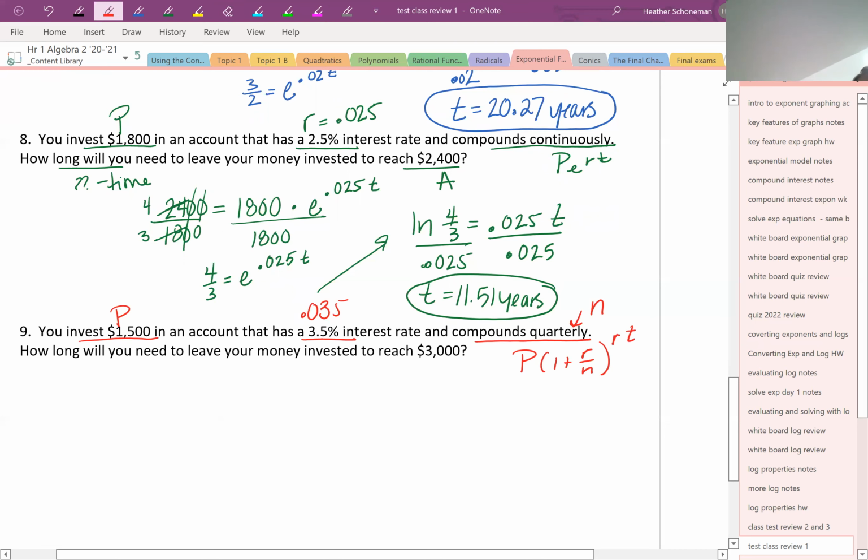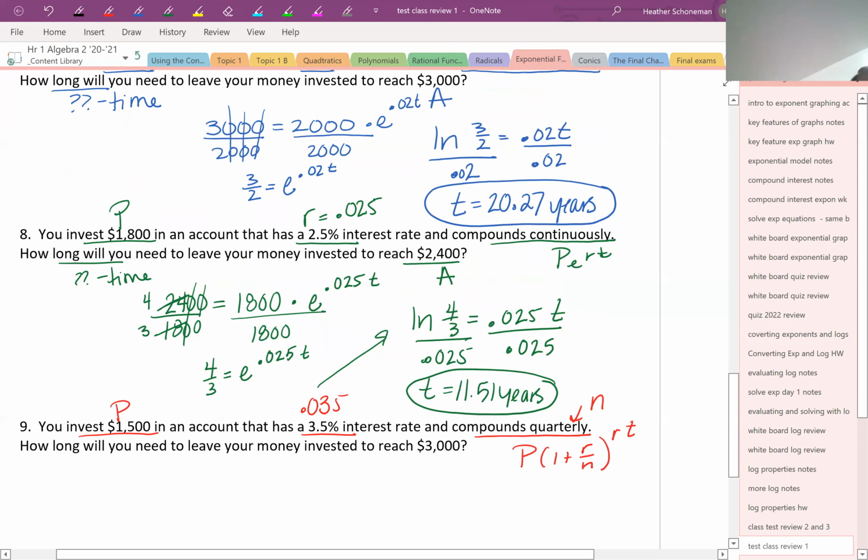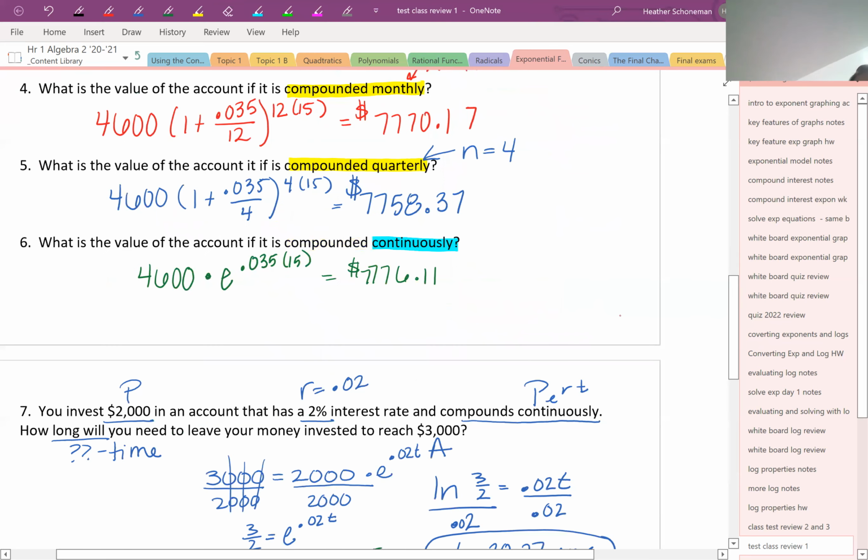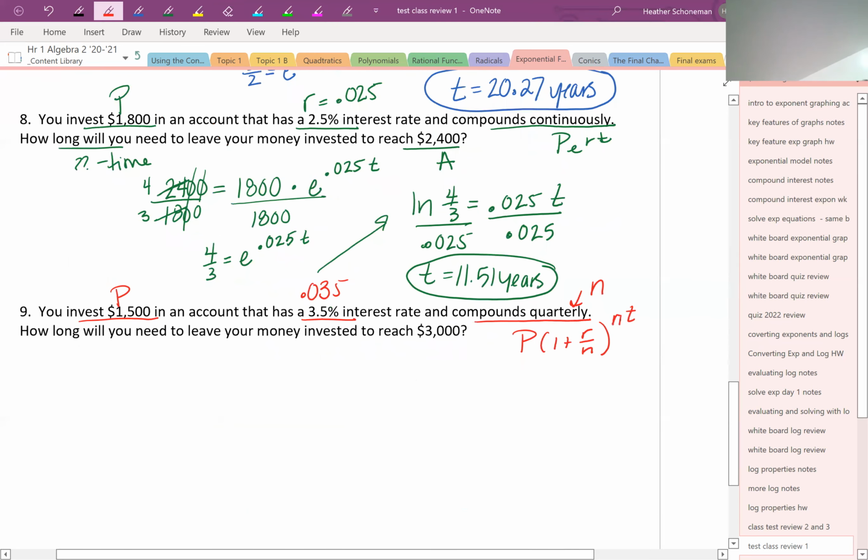Okay. And again, just like here, you're going to get the equation. Oh, I didn't mean rate. I meant N times T. There you go. Okay. Let's see how long, that's going to be time, do you leave your money invested to reach $3,000? That's your final value, which is your A.